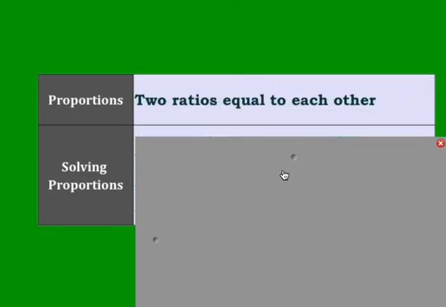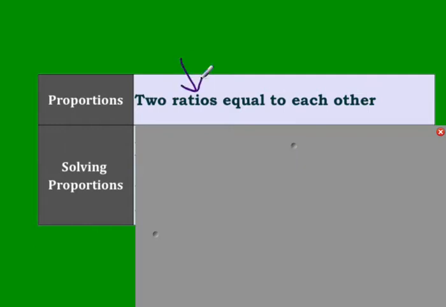Now let's take a look at proportions and solving proportions. So first thing you need to know, what is a proportion? A proportion is when you have two ratios that are equal to each other. Ratios are basically just fractions, okay? So if you have two fractions that are set equal to each other, you're going to use this method.